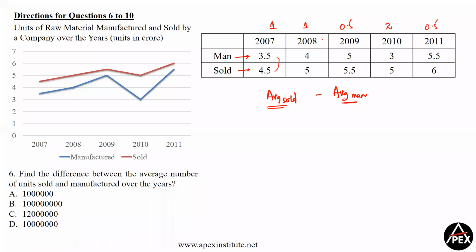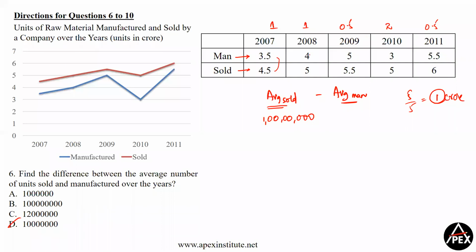Add all this: 1, 2, 3, 4, 4 plus 1, 5. Divide by 5. So 1. Okay, and the units are crores. So the answer is 1 crore. 1 crore should have 7 zeros. So no, this has 1, 2, 3, 4, 5, 6, 7. So option D. I will be doing it like this.